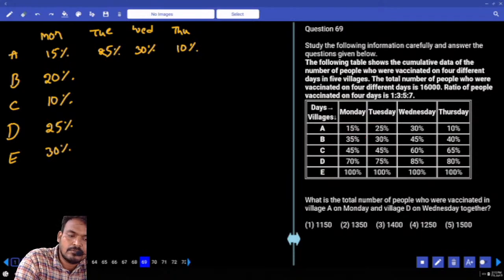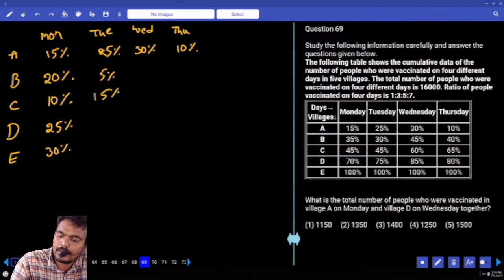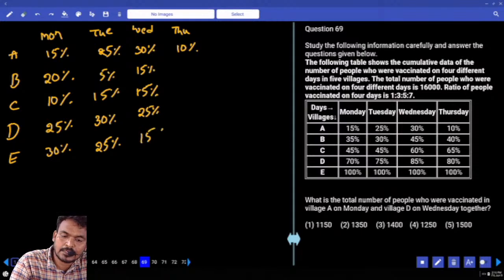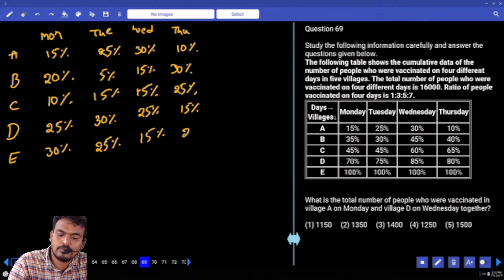Next, what is the Tuesday A value? 25. What is the B value? 5. Next, C value? 15. C value is how much? 15. E value? Sorry, D 30. E value 25. Next, Wednesday. First 30. Second 15. Next, third 15. Fourth 25. Last 15. Next Thursday first one 10. Second one 30. Next third one 25. Fourth one 15. Last one 20.